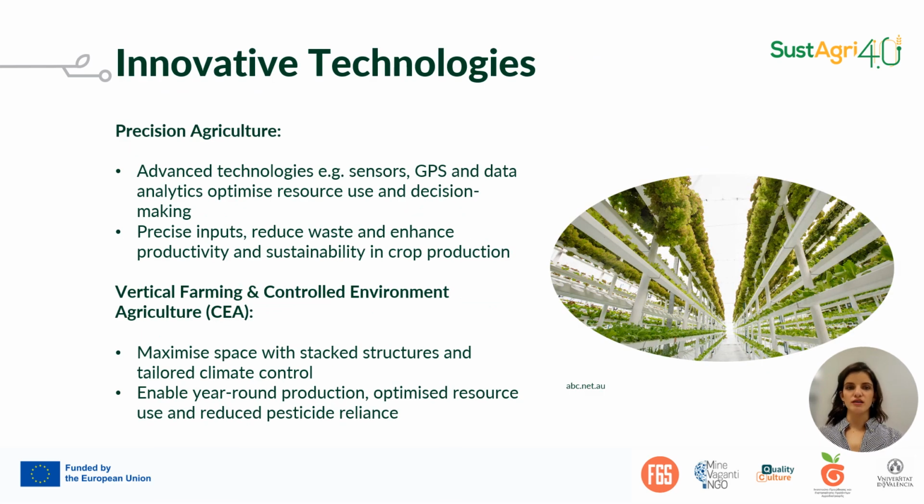Innovative technologies are transforming agricultural practices and driving sustainability in crop production. These technologies have the potential to revolutionize the way we cultivate crops. Here are some examples. Precision agriculture. With advanced technologies, it optimizes resource use and decision making. It provides precise inputs, reduces waste, and enhances productivity and sustainability in crop production.